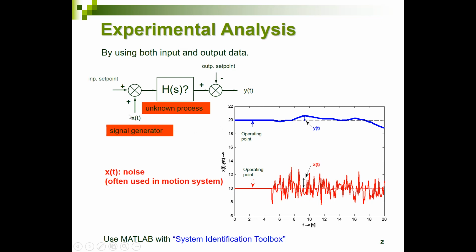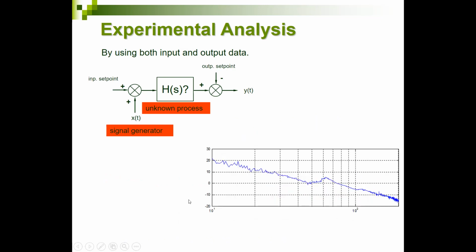Then we add so-called noise to the input signal, white noise. And white noise has all frequencies up to the Nyquist frequency, which is half the sample frequency in the signal. And the system starts to respond to that noise. And then we have this, for instance, as a noise and this as a system behavior. And we log the output and the input, and then we can make use of the MATLAB System Identification Toolbox in order to derive a Bode plot out of it.